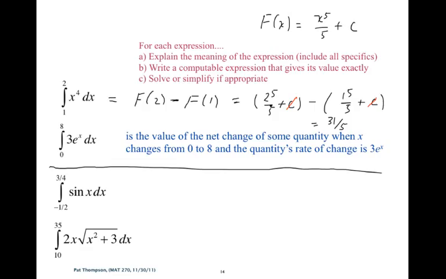I don't think so, though. 2 to the fifth is 32 over 5 minus 1 to the fifth, 1 fifth, 32. I think it's right. Okay.